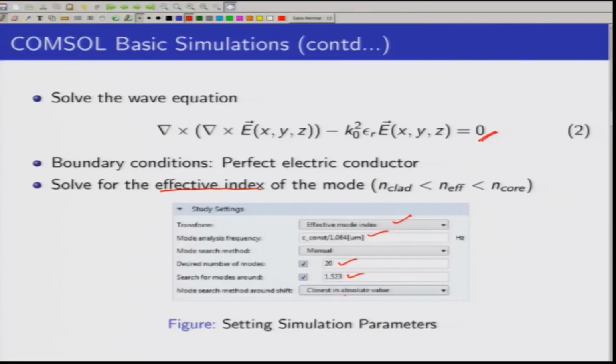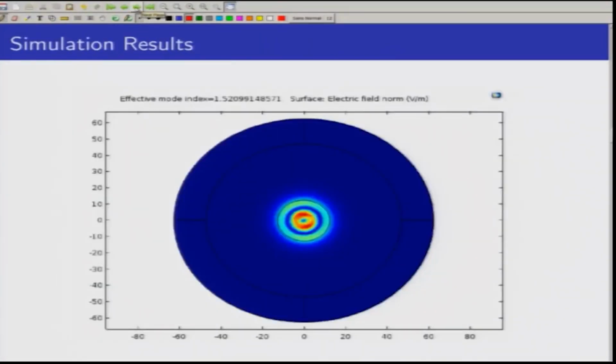Now, we have designed a geometry, assigned its properties, we know the equation we are solving and what we are solving for. Now, let us see the results that we get. So, this is one of the modes that we see here.